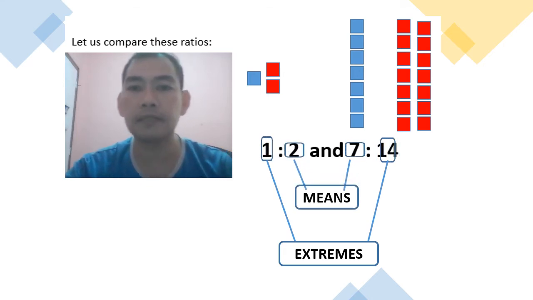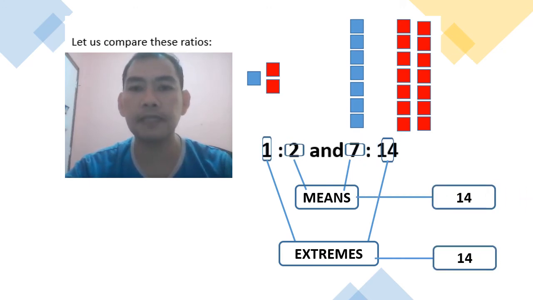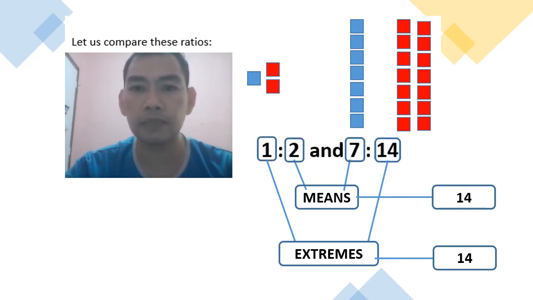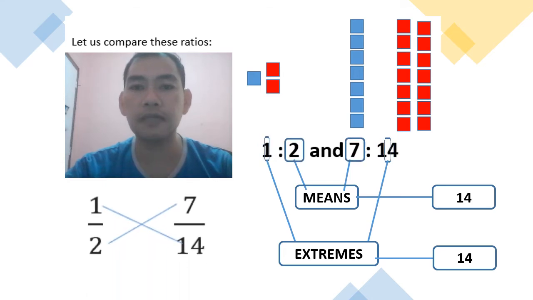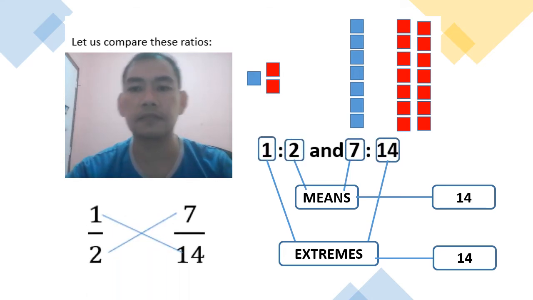Let us multiply the extremes, then the means. As you are seeing, they have the same product. So it means they are equal or proportional to one another. If the ratio is written in fraction form, you just get the cross product.